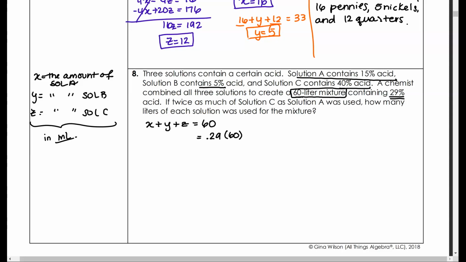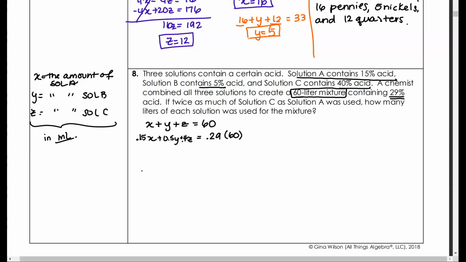Okay. So now that 15% of acid, right? So it's going to be 15% of the amount of X plus now 5% of the amount of Y, and lastly, Z, which is the 40%, 0.4 of Z. So those are our three solutions adding together to create that 29% of the 60 milliliters.